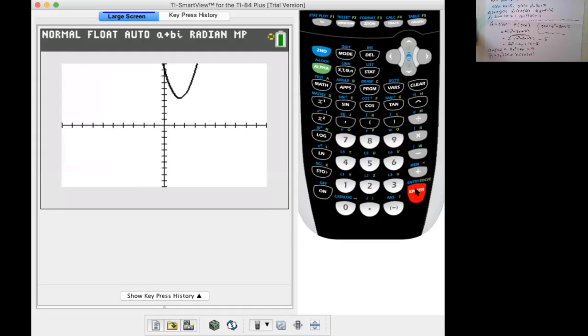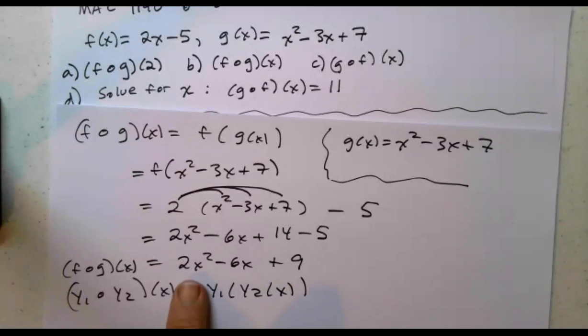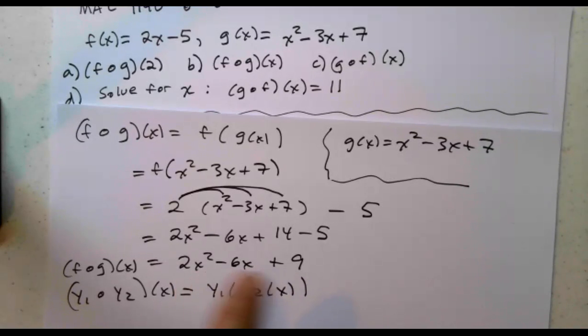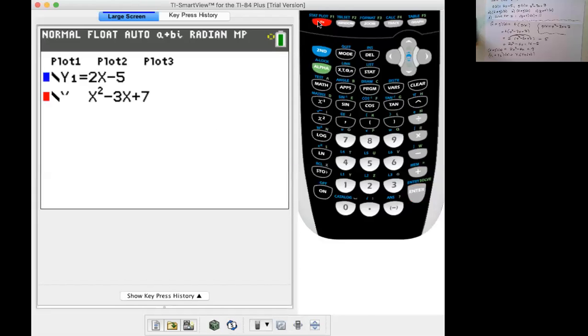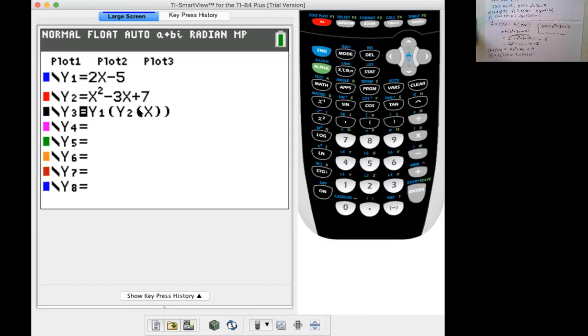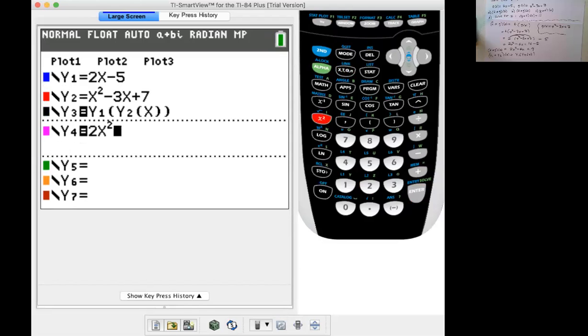Notice that's in black. Now, what did I think the answer was? I thought it was 2x squared minus 6x plus 9. So let me go ahead and graph that function and see if they match up. So I want f circle g, which is my y3 there, to be the same as what I think it is, 2x squared minus 6x plus 9. And this will graph in pink.